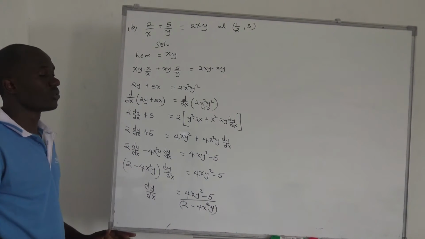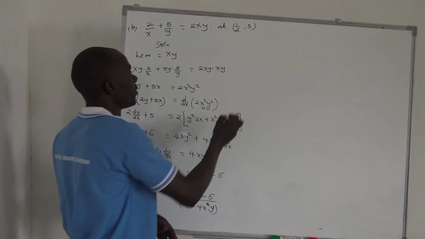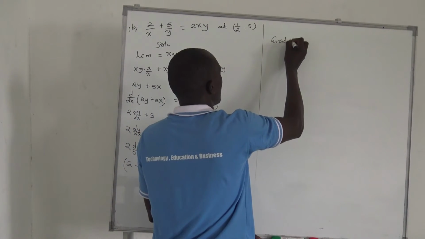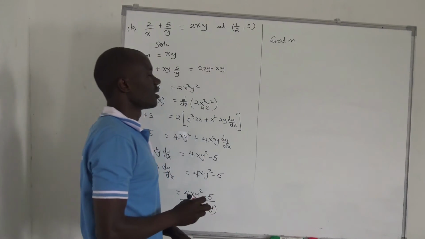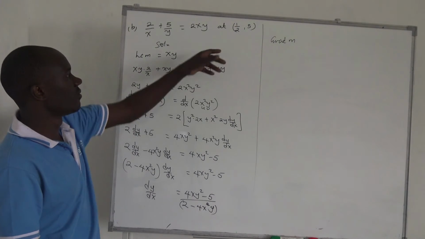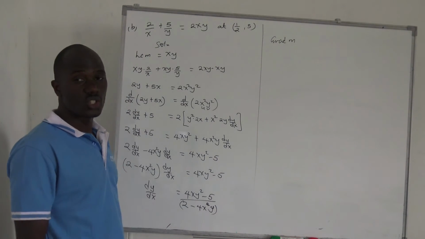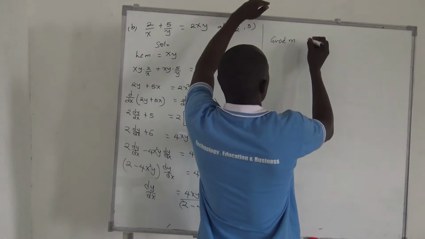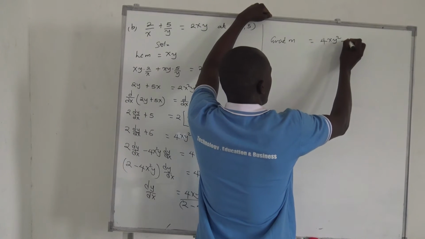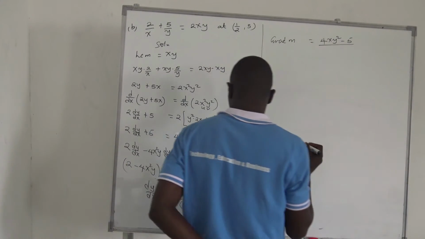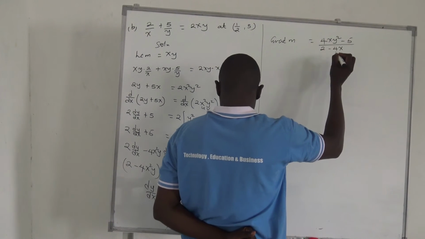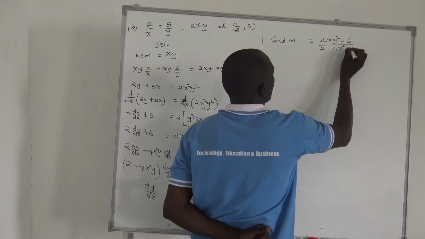So this is our dy/dx, and we say that dy/dx is the same as the gradient. We are using m for the gradient. Gradient m equals, they give you the point they specify. Where there is x, you put that. So our gradient m equals (4xy² - 5) all over (2 - 4x²y).